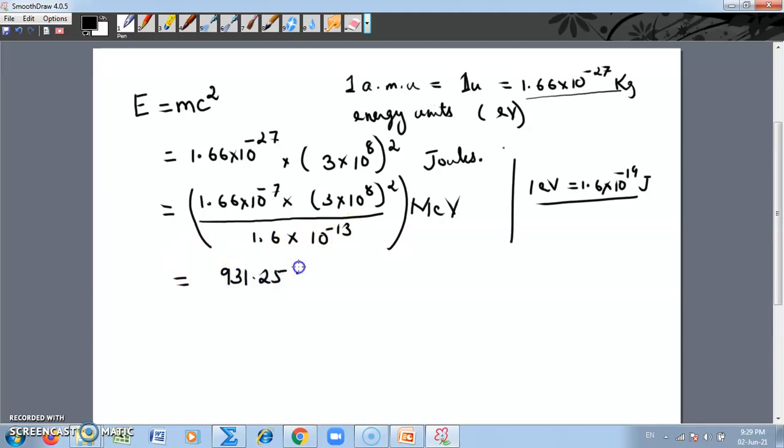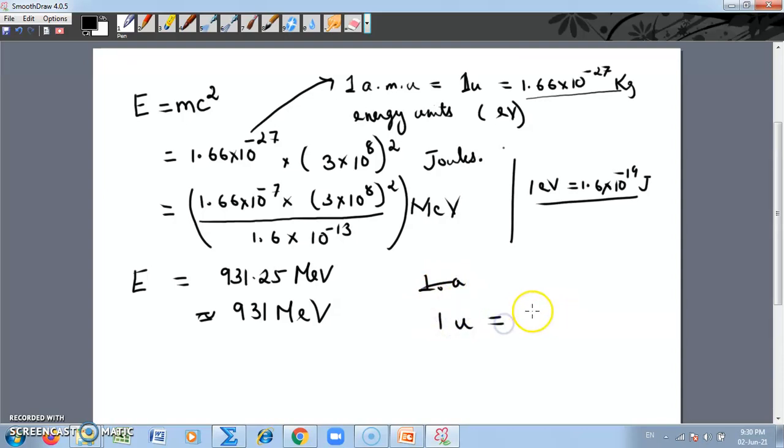931.25 MeV. So for numericals, you can remember this. You can just write that this is approximately equal to 931 MeV. So here what mass had we taken? The mass we had taken is one atomic mass unit. So we can infer here that one atomic mass unit is equal to 931 MeV.